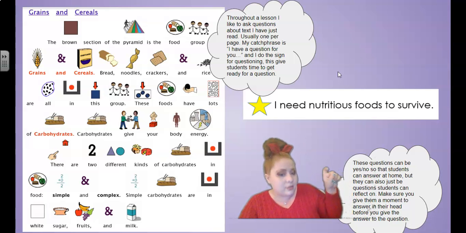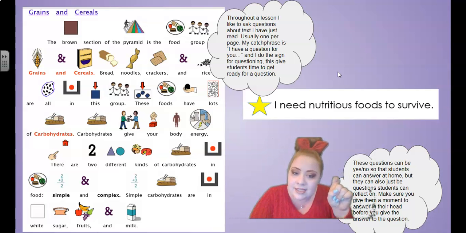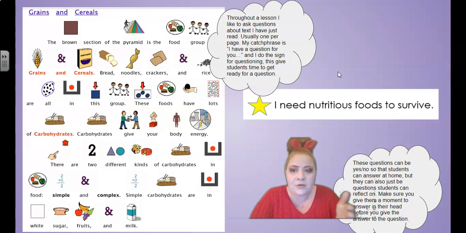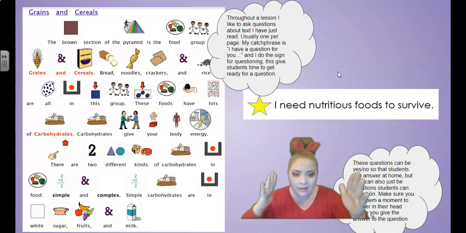This is a question mark, right? Okay, but I do this because this is simple. It's a small little visual. Different signs take on whatever meaning you want them to. So when a kid sees me put up my finger and say, I have a question for you, they know that a question is coming. So they can reframe their mindset.